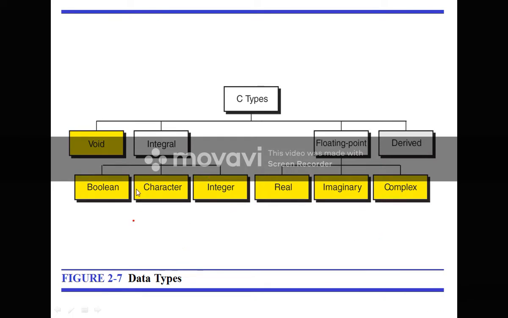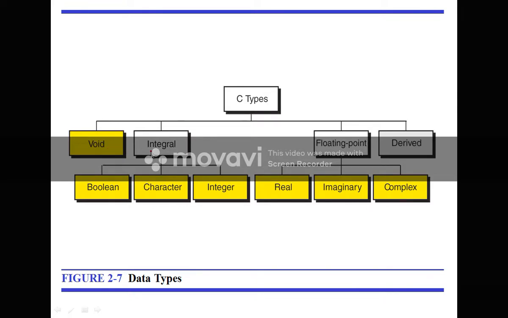So this diagram shows the types of data in C programming. There are four basic types of data, or data types, in C programming. First one, void, which is used to store nothing. The meaning itself tells us the explanation: void means nothing. No value will get stored with the void data type.